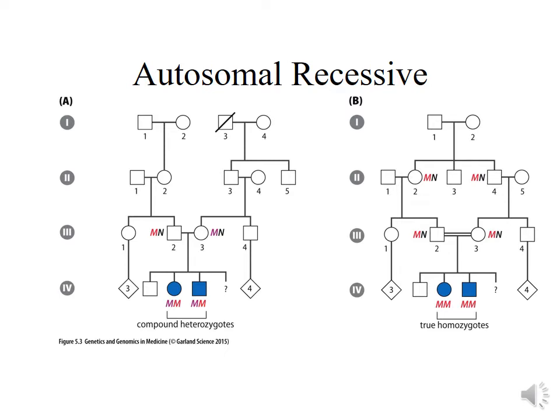This slide depicts an autosomal recessive pedigree. In A, we have a standard autosomal recessive pedigree, and in B, we have an autosomal recessive pedigree in a case which involves consanguineous relationships. In A, the pedigree for a common autosomal recessive disorder is shown. The parents of the affected children in generation 4 are carriers with one normal allele and one mutant allele.